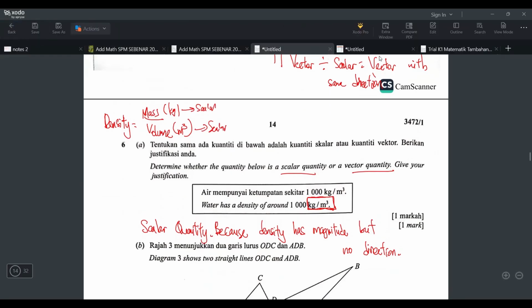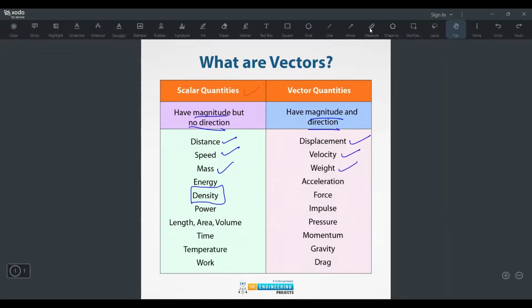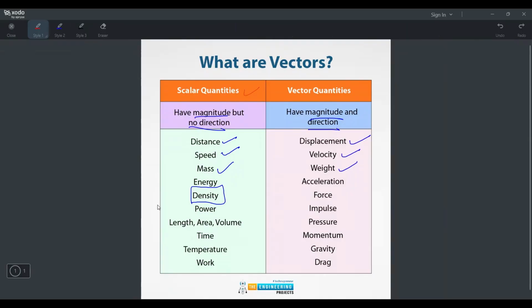Okay, let me show you this table again. Look at the mass and volume. So where is it? Volume is here, and then mass is here, right? So they are both scalar. So when you take mass divided by volume, you get density. Density is also scalar.